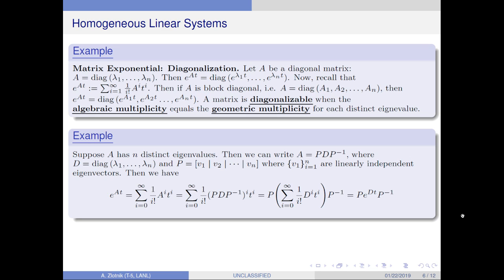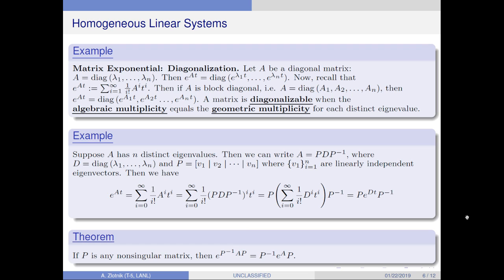where we can move the similarity transform outside of the series sum and show that any matrix that has n distinct eigenvalues can be transformed using the similarity transform P into the exponential of a diagonal matrix. Now, if P is any non-singular matrix, then we can perform this similarity transformation where we take the similarity mapping P outside of the exponential series.